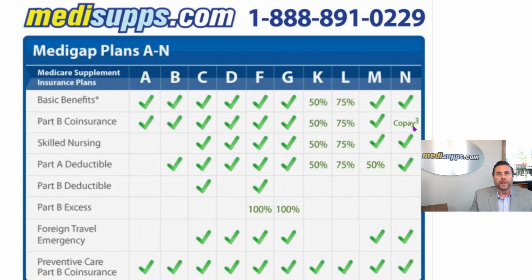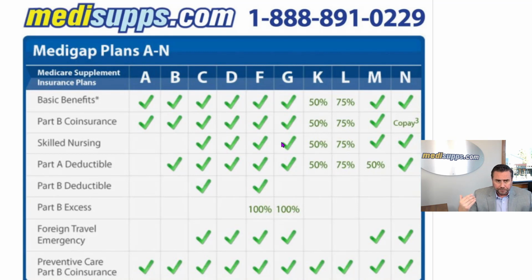And one other thing on Plan N, it's not on this chart, if you visit the emergency room and you're not admitted, it's a $50 copay. Now you might be saying, well, gee, Plan G sounds like a winner. I don't have to deal with all that. And that's true, you don't. And you'll get higher premiums on Plan G, but you have no other out-of-pocket expenses except the Part B deductible.